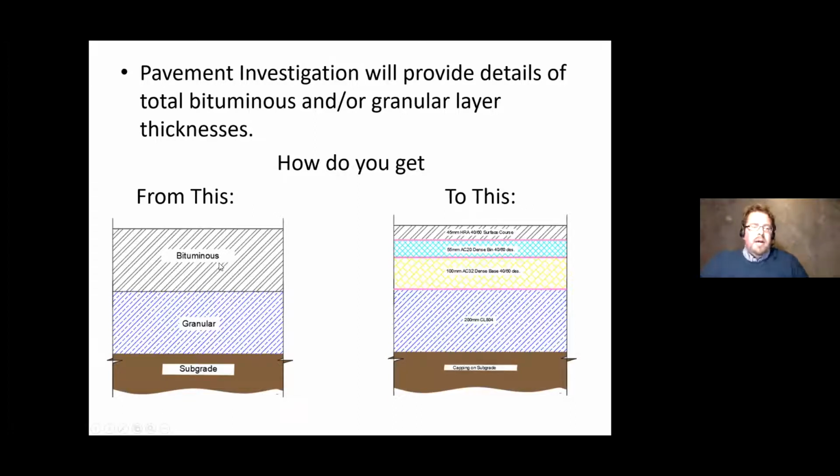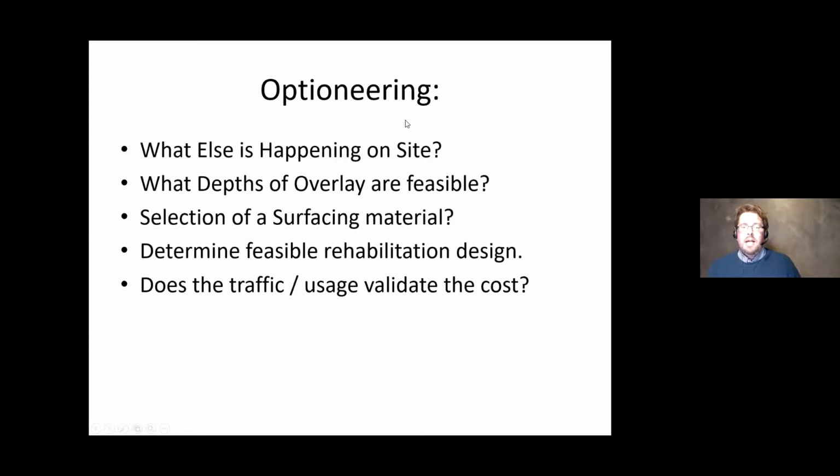So how do you get from this? The FWD will come back and it'll tell you your total bituminous thickness and total granular thickness required. So how do you break that down into your surfacing, your binder, your base, and your subbase? And then you have to also be conscious in your optioneering of what else is happening on site, what depths are actually feasible. You have to select your surfacing material and determine what's the most feasible rehabilitation design overall. And again, does your traffic, does your usage validate the cost that's going to be involved?